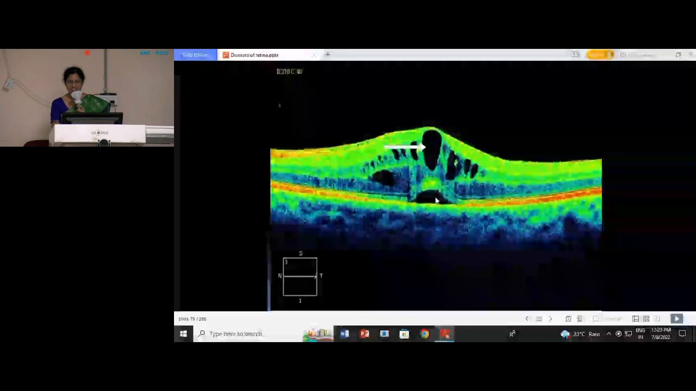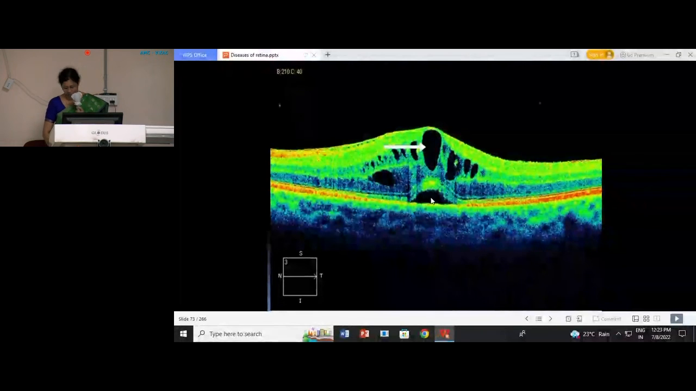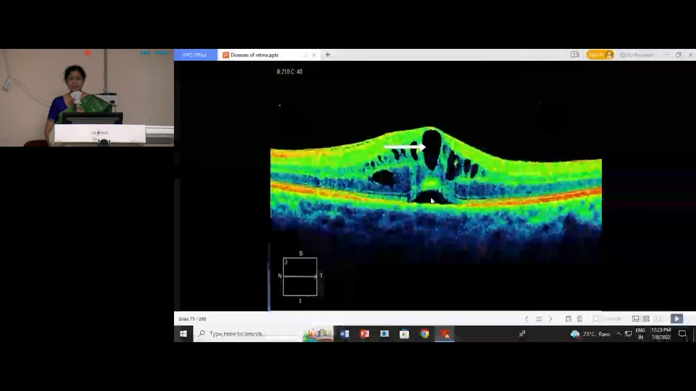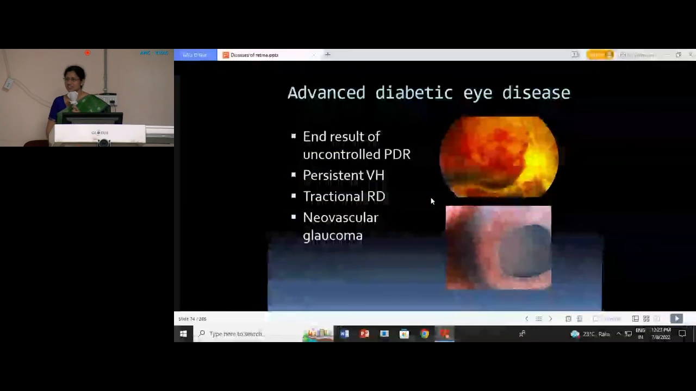So in the foveal area, there is a detachment. So these are the various types of diabetic macular edema according to OCT. Then coming to advanced diabetic eye disease, that is the fourth category.